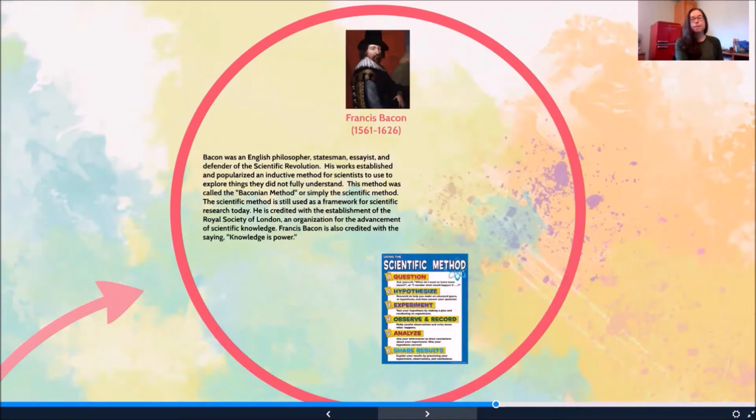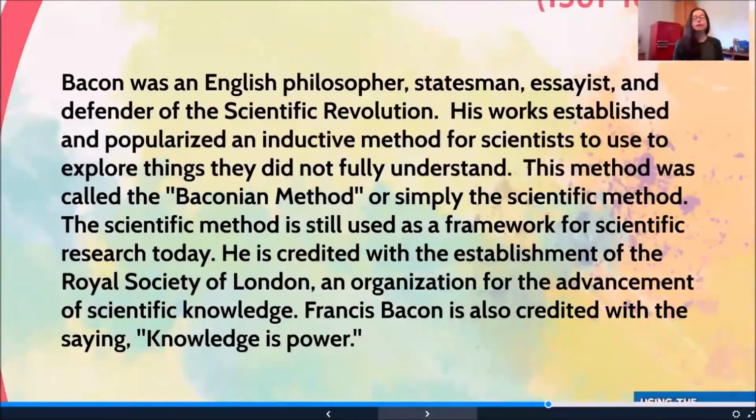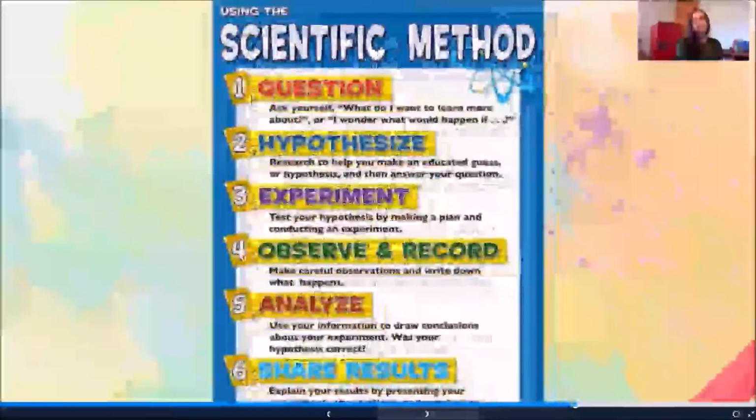Francis Bacon may not be someone that you think of with the scientific revolution. He lived from 1561 to 1626 and was an English philosopher, statesman, essayist, and defender. His works established and popularized an inductive method for scientists to use to explore things that they did not fully understand. It was called the Baconian method, or what we know as the scientific method. And it's still used as a framework for scientific research today. He is credited with the establishment of the Royal Society of London, an organization for the advancement of scientific knowledge. He's also credited with saying, knowledge is power.